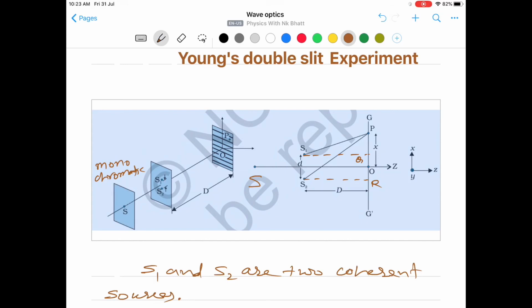In the next video lecture, we will discuss in detail the fringe pattern, or the pattern we are getting on the screen due to the constructive and destructive interferences, and we will describe the whole pattern.